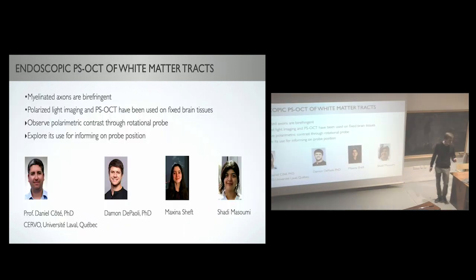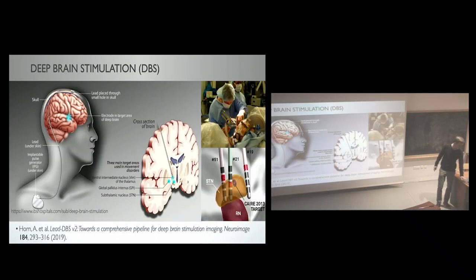Okay, now another application that we're currently looking at is to use PSOCT to help guide stereotactic neurosurgery. This is a collaboration with the Cerveau in Quebec, and the rationale is that myelinated axons are known to be birefringent, and you've seen that the form factor of our probe really is amenable to imaging in a stereotactic setting. So I'll explain in a second.